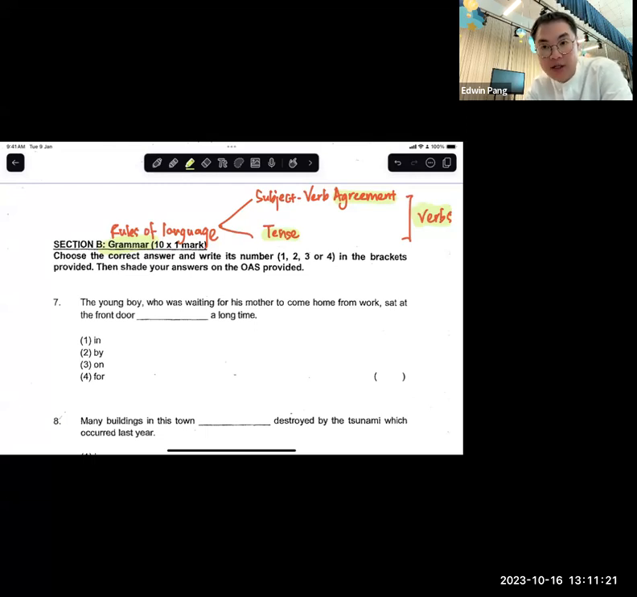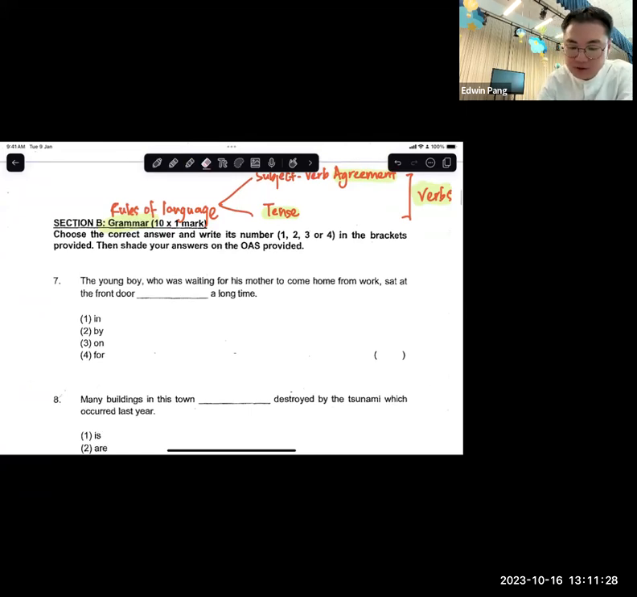And most of the questions in English at your level will be testing you on these two main subjects, okay? So let's take a look at the first one. Question 7: the young boy who was waiting for his mother to come home from work sat at the front door for a long time, right? I'm highlighting this because this is the clue that helps me narrow down the correct answer. This is going to be a preposition, right?